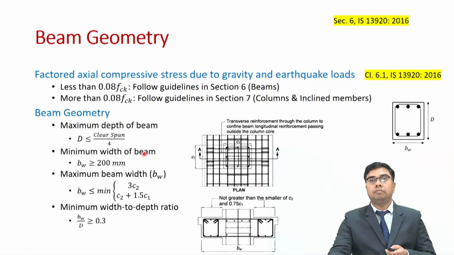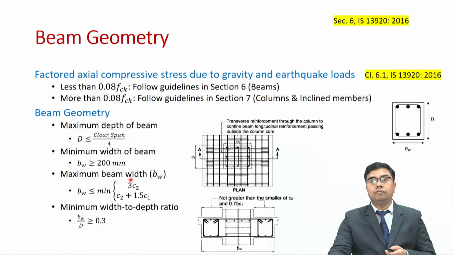Further, the width of the beam has both a minimum and a maximum value. The minimum width of the beam is 200 millimeters. You cannot have a beam which is less wide than 200 millimeters, because in that case the torsional resistance of the beam will be very poor and the beam will not be able to sustain lateral loads.